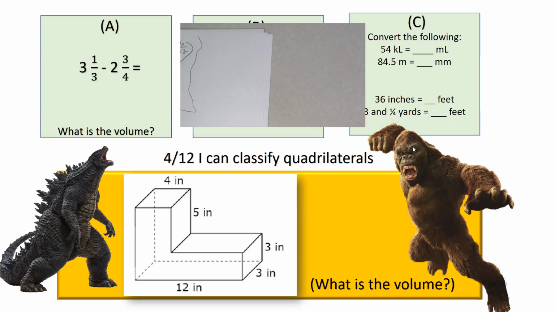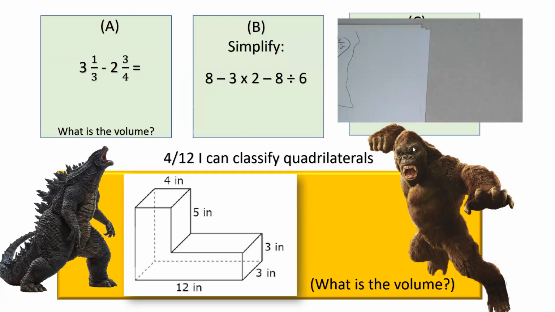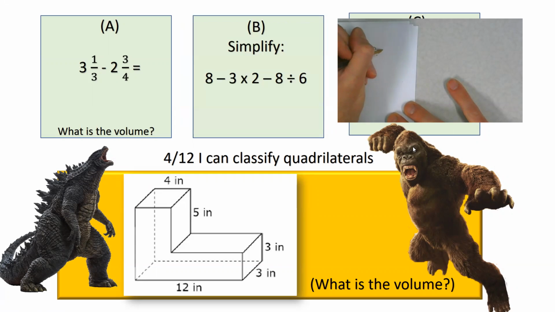Let's go over to B. Ooh, B. We are going to have 8 minus 3 times, remember we're not supposed to have letters in algebra, so it should be a dot, 2 minus 8 divided by 6. Please excuse my dear Aunt Sally. Please excuse my dear Aunt Sally.